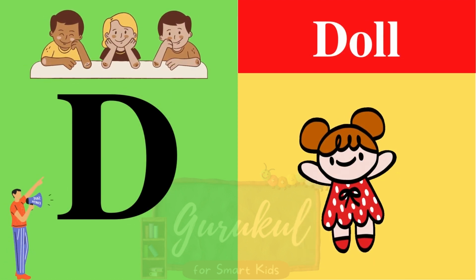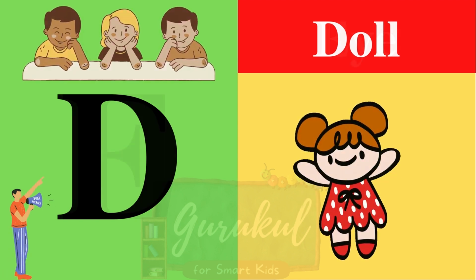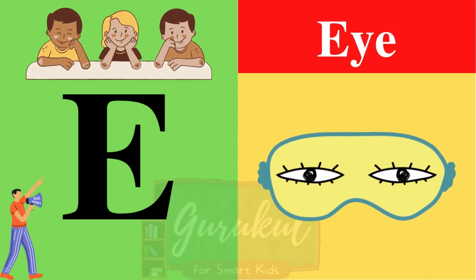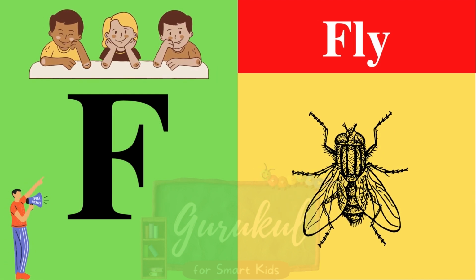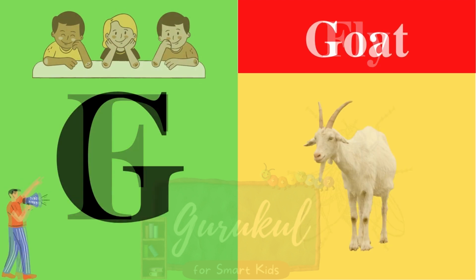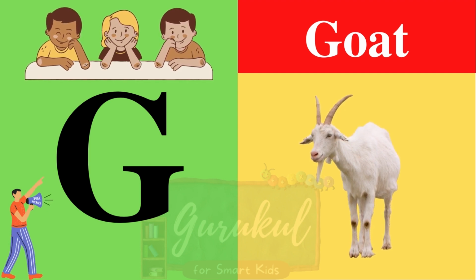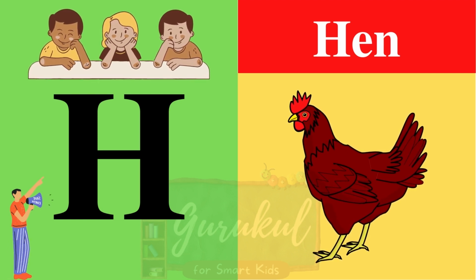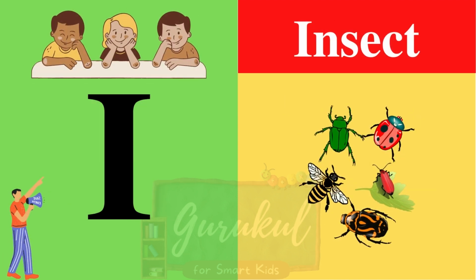D for doll. E for eye. F for fly. G for goat. H for hen. I for insect.